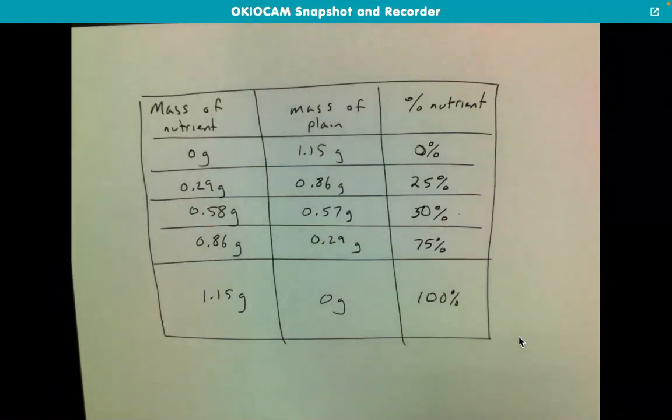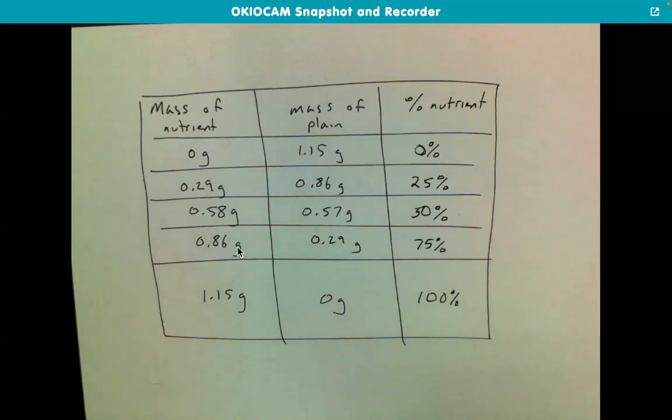So if we take the same numbers we just saw in the graph, if you take 0 grams of food divided by 1.15 grams total of the stuff that's in the Petri dish, you get 0% nutrients. If you take 0.29 divided by 1.15 by the total, it's 25% food. 0.58 grams divided by 1.15 grams gives you 50% food.